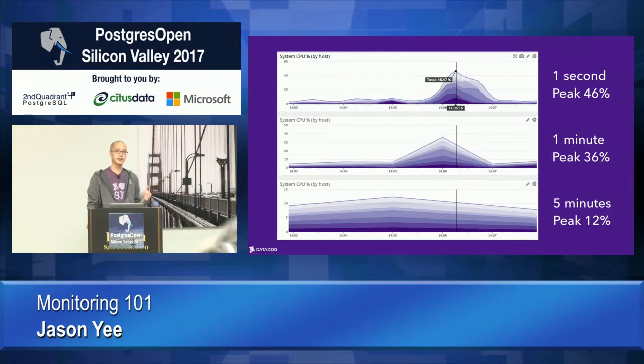If we start to look at this on a 1 minute granularity, not only has that spike shifted forward to the start of the minute, so we're getting an inaccurate sense of when this happened, but it's getting averaged out, so it's only 36%. So now our CPU spike isn't quite as high. If you're doing this on a 5 minute aggregate, then not only are you, again, shifting that time to the beginning of a 5 minute period, but the peak is now 12%.